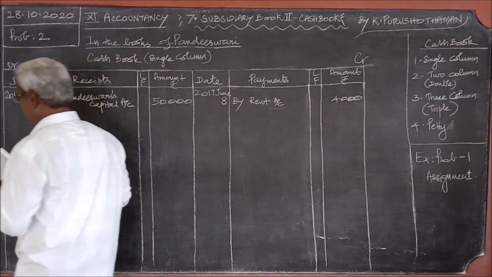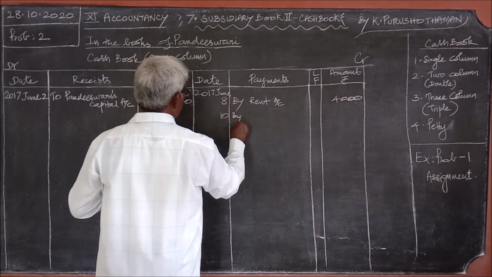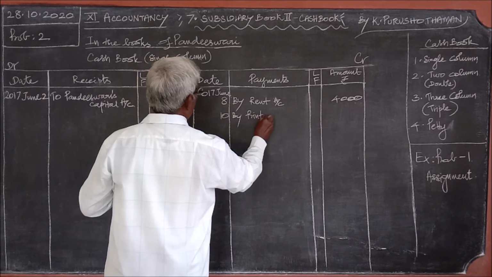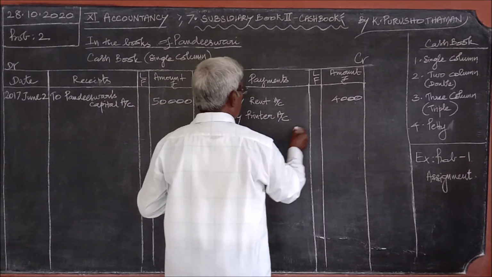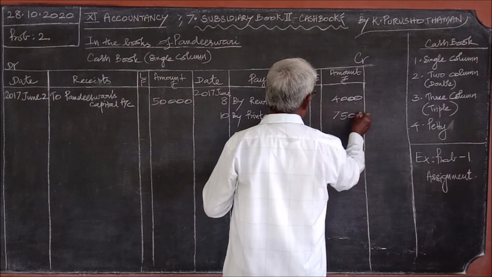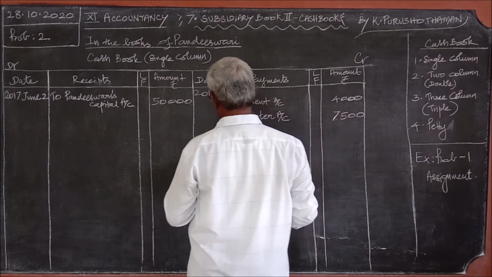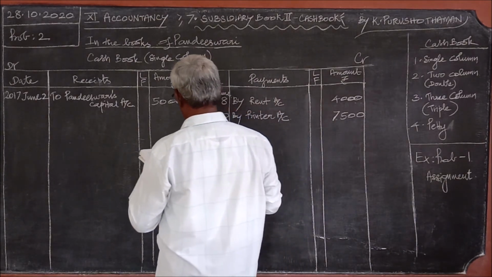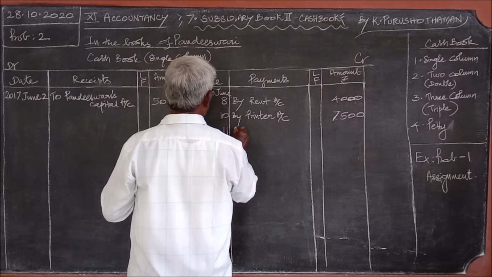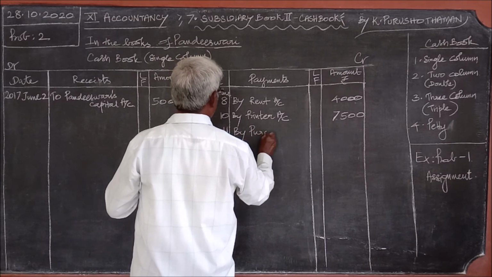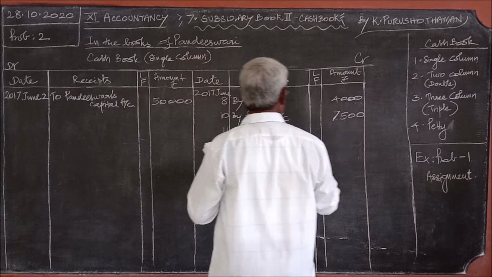Then on the 10th, purchased the printer for cash, by printer account, or you can write office equipment account, anything. By printer account, 7,500. If there is a doubt, we shall check again later. Then cash purchases. This is purchase of goods, therefore by purchases account. Cash purchases 15,000.